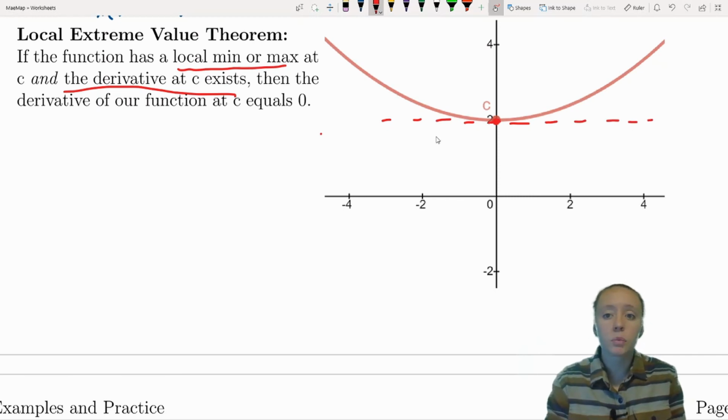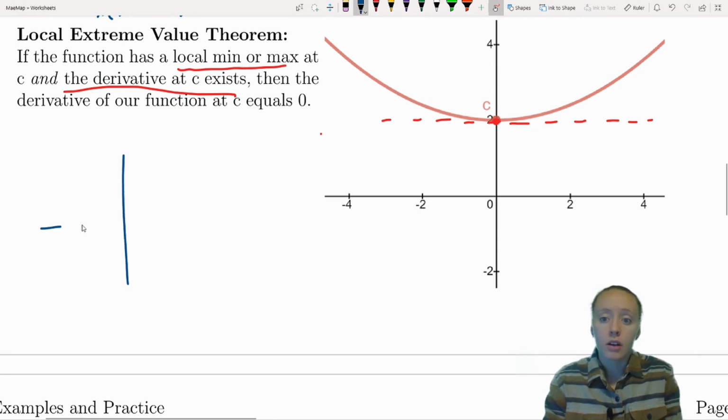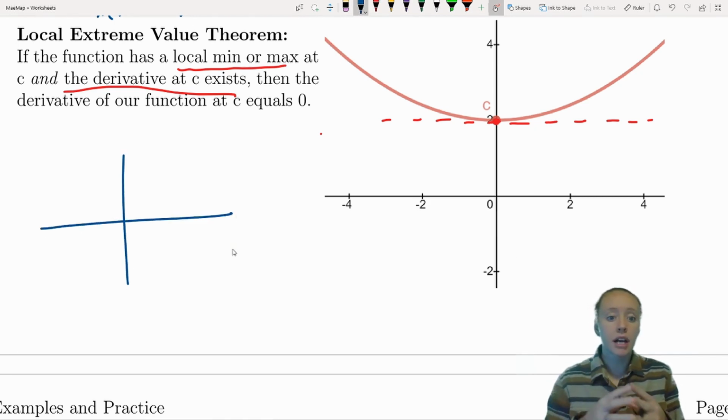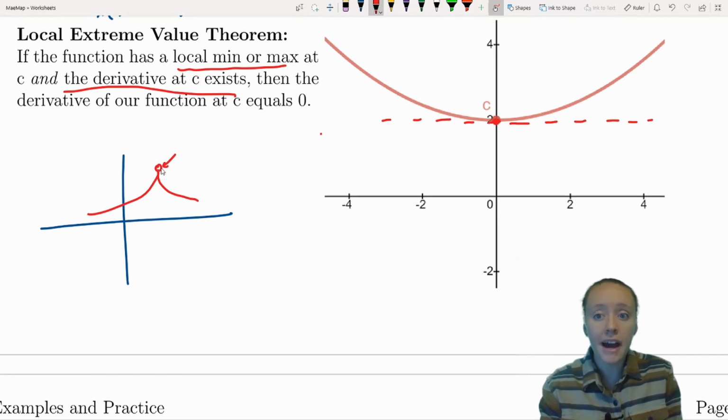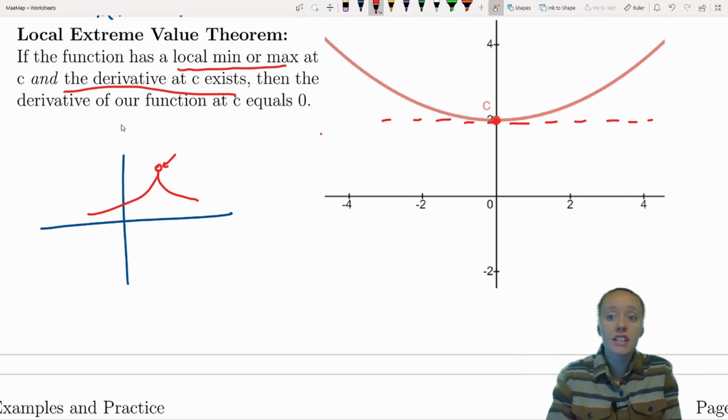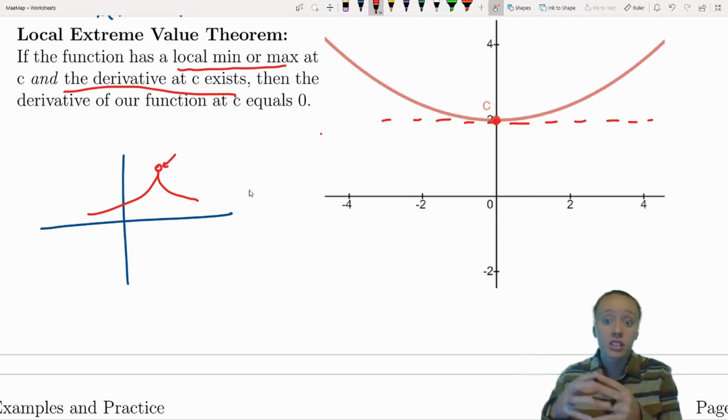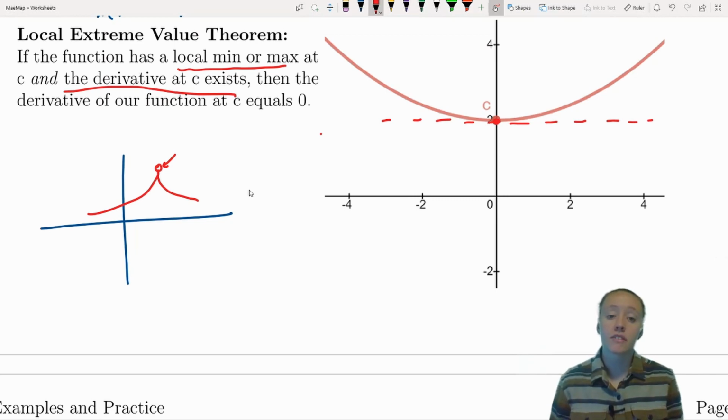Now there are a couple of cases where we can have a local min or max at c and the derivative doesn't exist. For example, remember back when we talked about how differentiability implies continuity, but continuity doesn't necessarily imply differentiability. Think about if our function had a cusp. We know at that point it's not differentiable. However, it's still a local max, but the derivative does not exist. Therefore, because the derivative doesn't exist, it can't equal 0. So that's an example of having a local maximum, a critical point, that doesn't make our derivative equal 0.